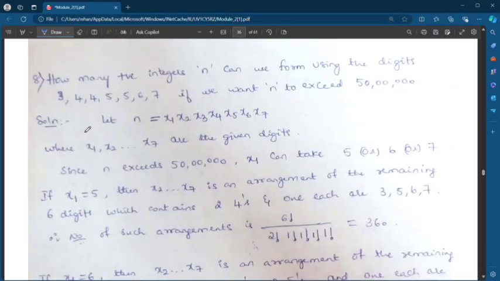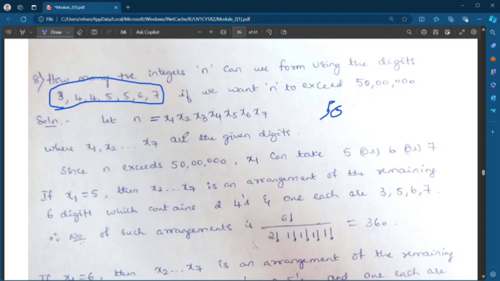How many positive integers n can be formed using the digits 3, 4, 4, 5, 5, 6, 7? So if you want n to exceed 50 lakh, I have to use all these digits and form a positive number. What is the total number of positive numbers which will exceed 50 lakh?